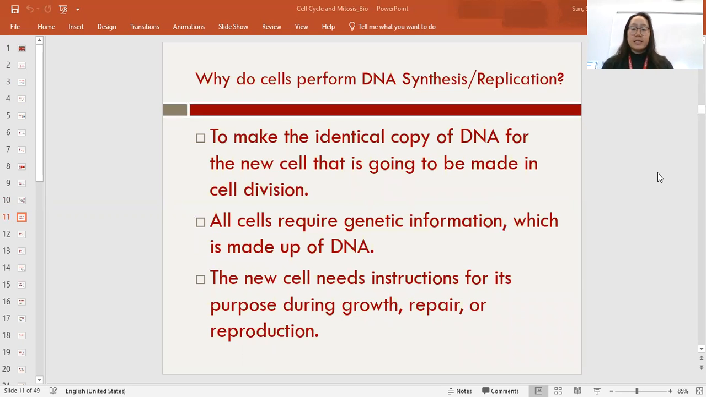So why do cells perform DNA synthesis or replication? Well, like I said earlier, it's to make the identical copy of DNA for the new cell that's going to be made in cell division, right? All cells require genetic information, and that's made out of DNA. So the new cell will need those instructions for its purpose during growth, repair, or reproduction. It can't just exist without DNA in the nucleus. So you have to synthesize that new copy, or copy your DNA inside of that cell to make two versions, so that when you split, one goes to each cell, and then either cell has an entire set of DNA for the instructions to tell it how to grow, how to repair, how to reproduce, if that's its job.